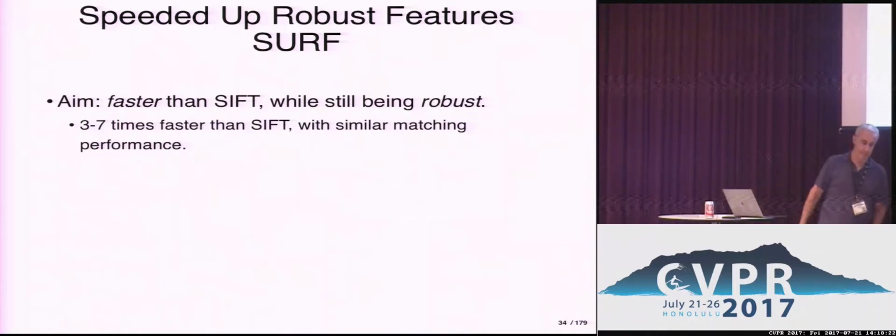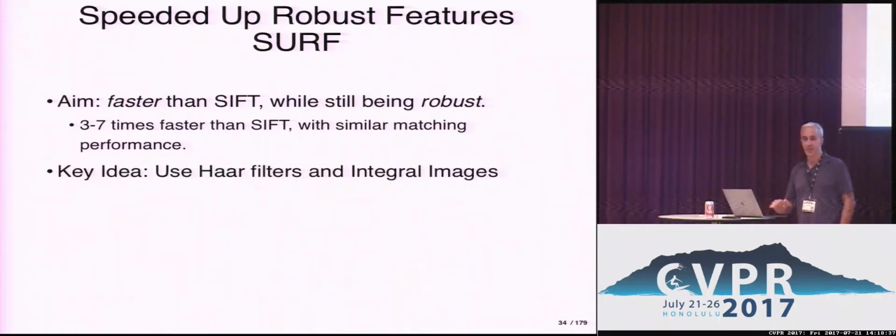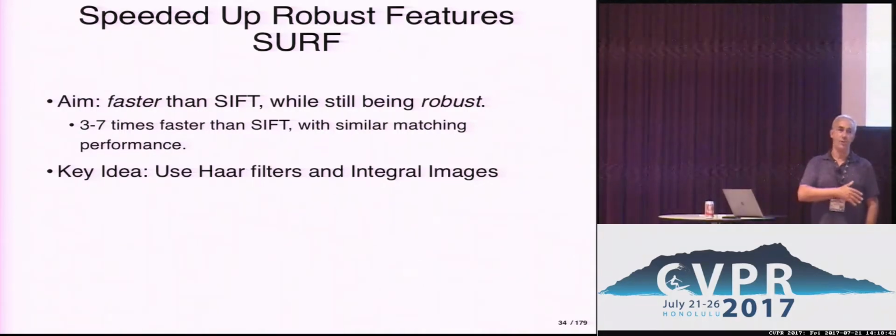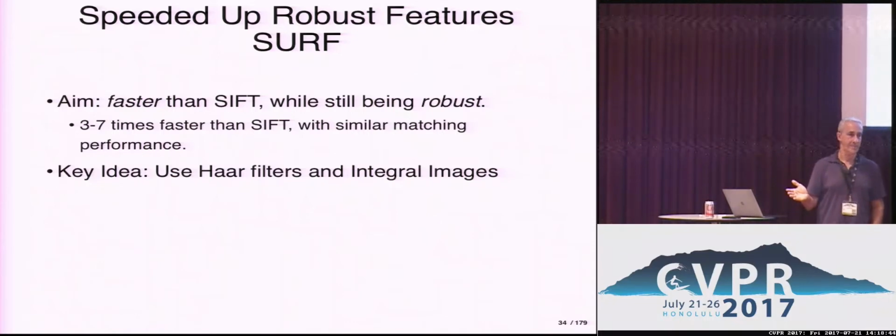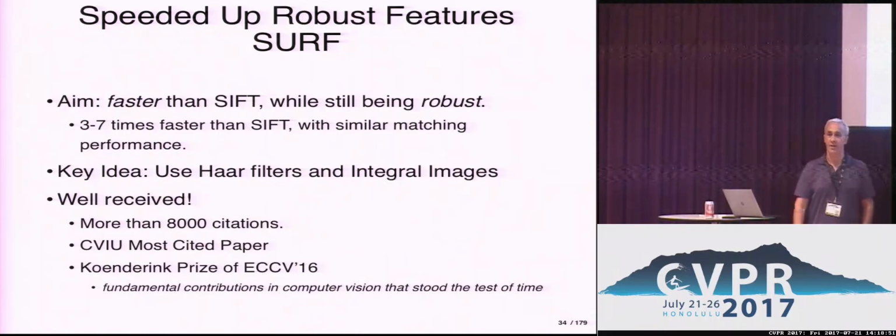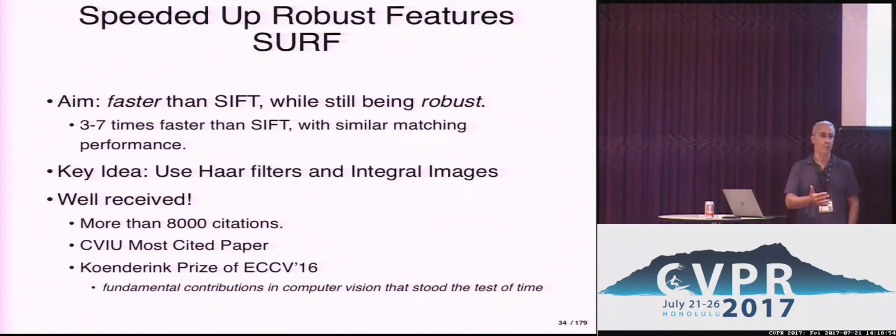Okay, so the next one that's been very, very influential is one called SURF. And SURF is essentially a speeded up version of SIFT, where instead of doing Gaussian convolutions, you use hard wavelets, which essentially are blocks of zeros and ones. And if you do it well, which they did, you can get 3 to 7 times performance improvement with very little loss in matching accuracy.